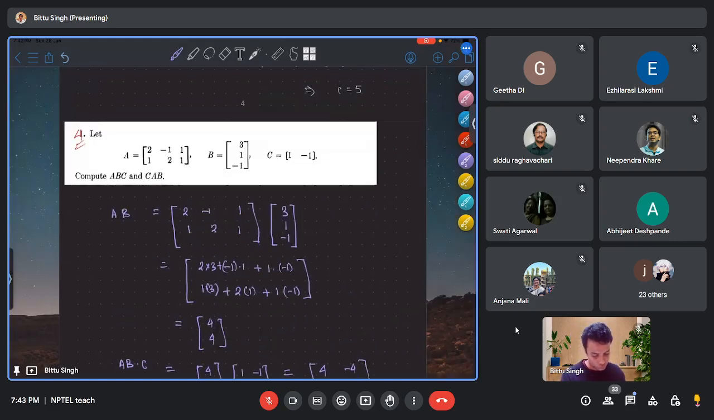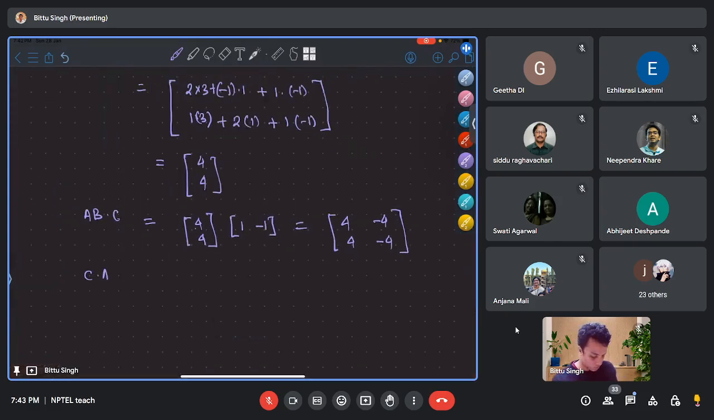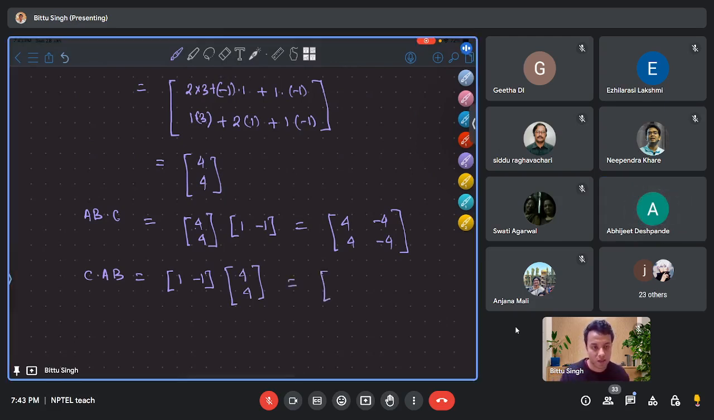Now we need another thing, C times A times B. C times AB. C is 1 comma minus 1, and AB is 4, 4. What will you get? 1, minus 1 times this, that is 1 times 4 plus minus 1 times 4. That is same as 0.